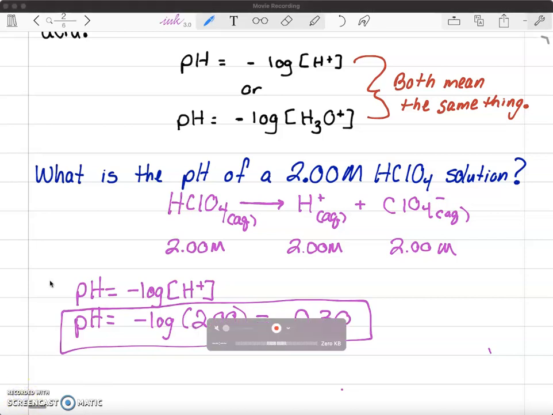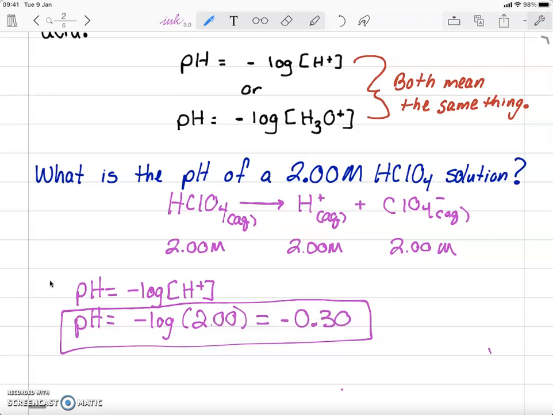And now remember, the only reason that we can use this formula straight away from the concentration of the acid is because perchloric acid is a strong acid and will dissociate 100% into its ions. So whatever the concentration of the original acid is will also be the same concentration of the H+ ions.